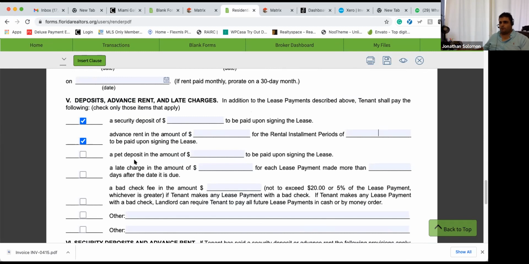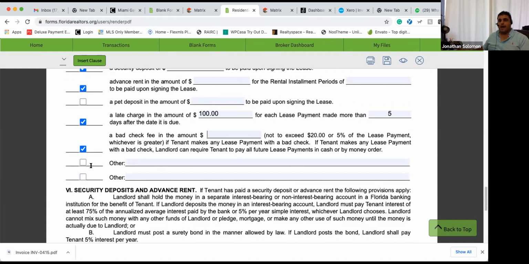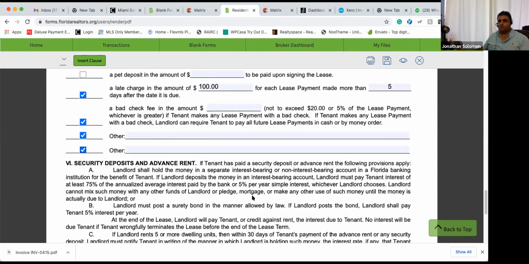Pet deposit, late charges. Is there going to be any late charge? And when is it going to apply? 5 days after the grace period that we give to the tenant. 5 days grace period after the rent is due, there's going to be a late fee of such and such amount. Bad check fee. Any other fees that we want to add, right here, that's the place to add it.